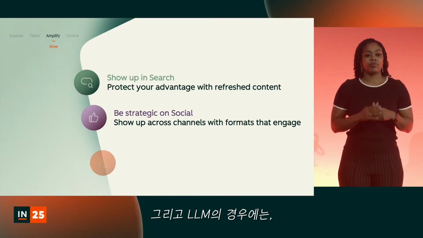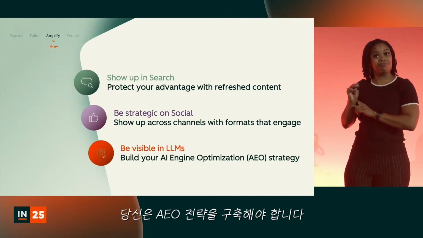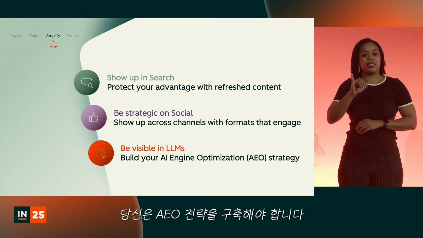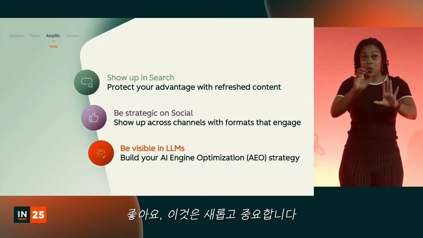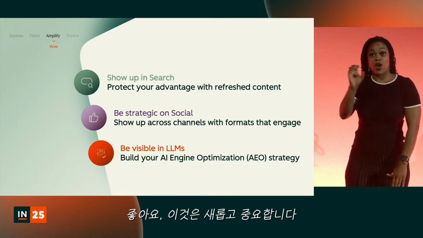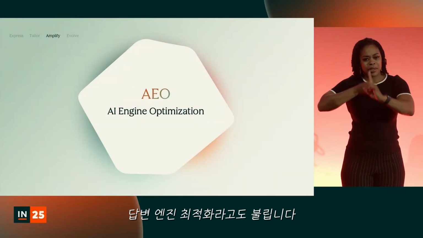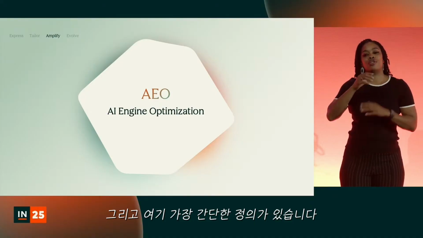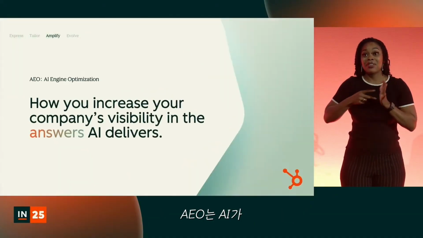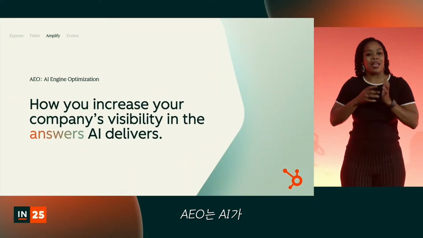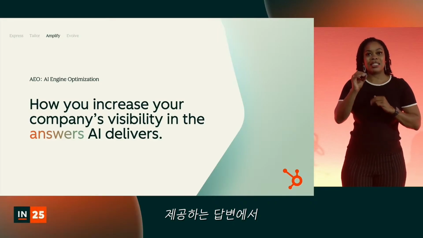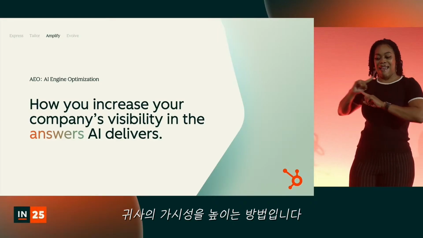And then for LLMs, you have to build your AEO strategy. Okay, this is new, and this is big. AEO stands for AI Engine Optimization, also called Answer Engine Optimization. And here's the simplest definition. AEO is how you increase your company's visibility in the answers AI delivers.